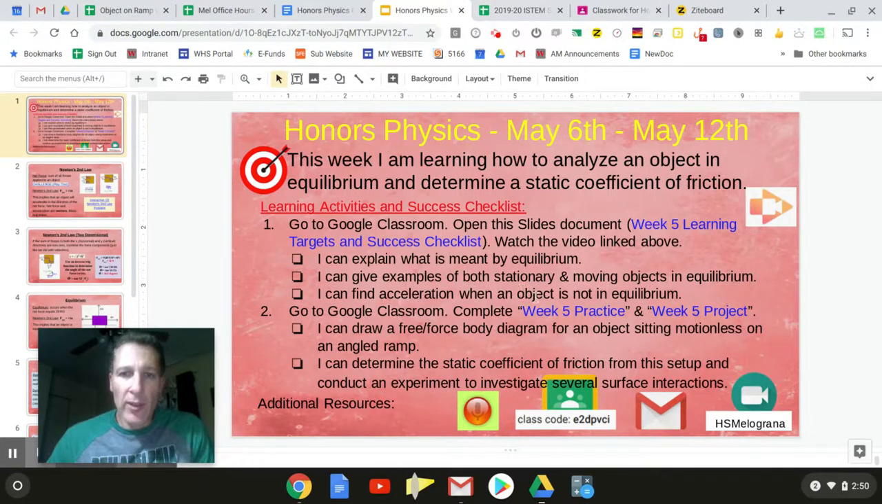Lastly, after doing the week 5 practice Google form and the week 5 project, you should be able to draw a force body diagram for an object sitting motionless on an angled ramp. And lastly, be able to determine that static coefficient of friction from that particular setup.